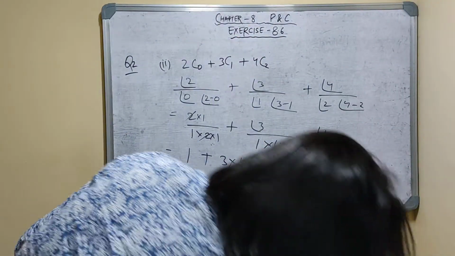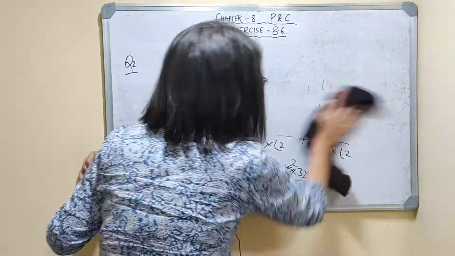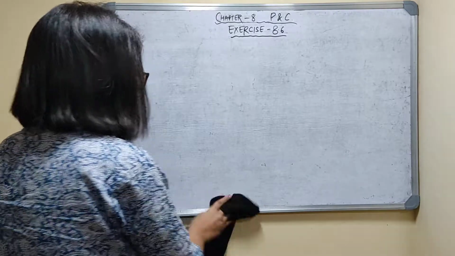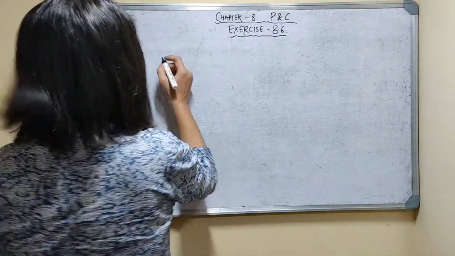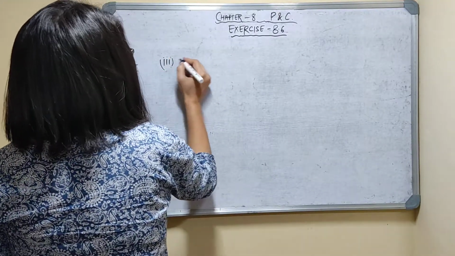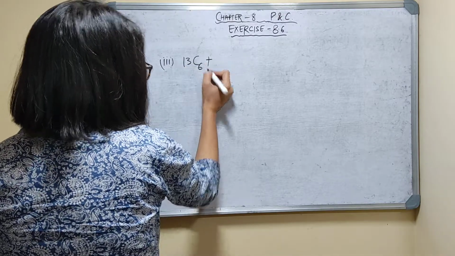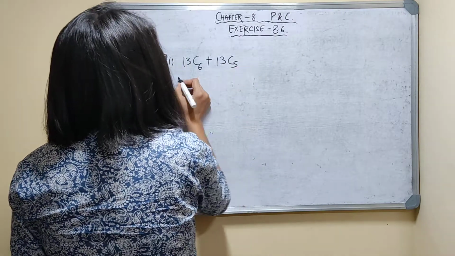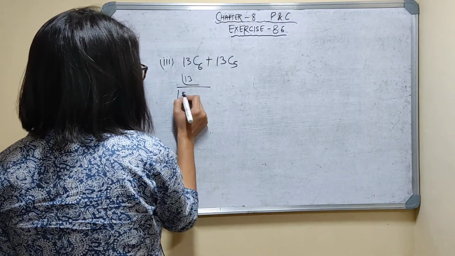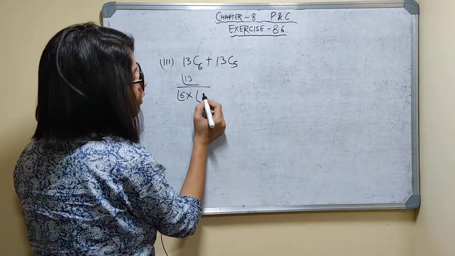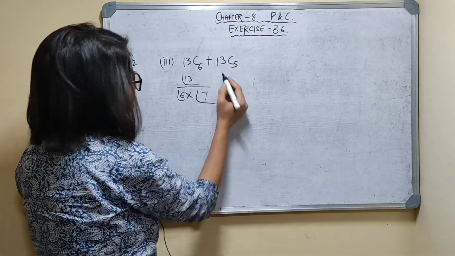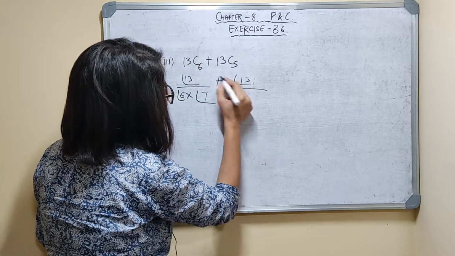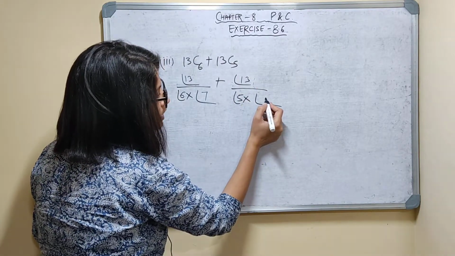Now third part you can see: 13C6 plus 13C5. So factorial of 13 upon factorial of 6 into factorial of 13 minus 6, so that is 7, plus factorial of 13 upon factorial of 5 into factorial of 13 minus 5. So we will get what? 8.